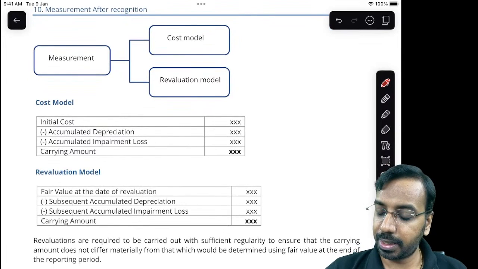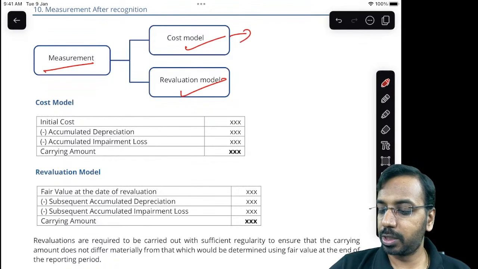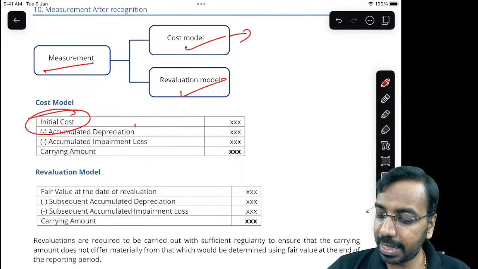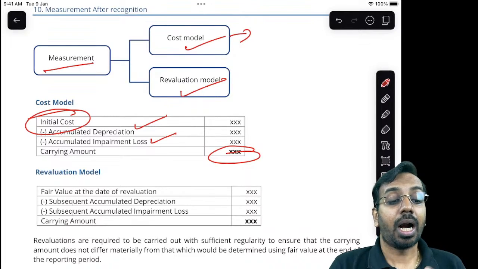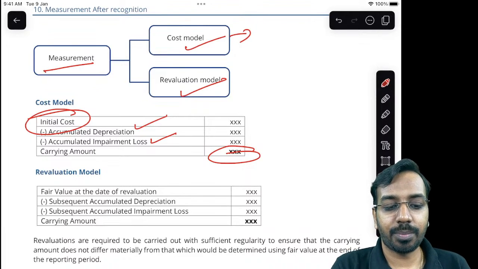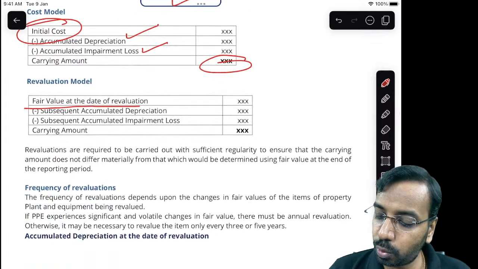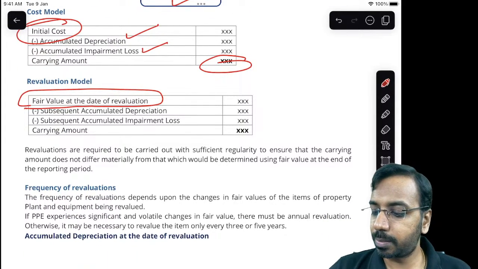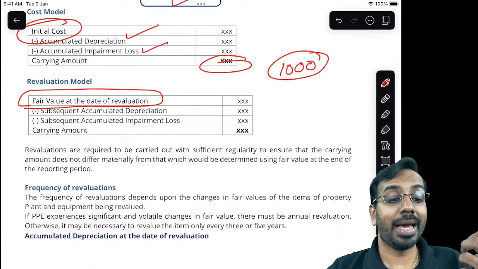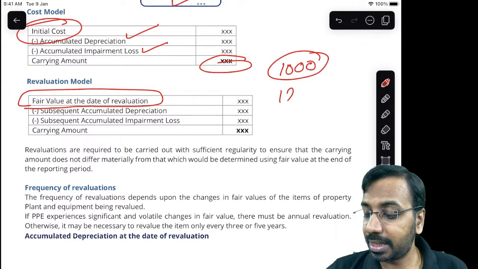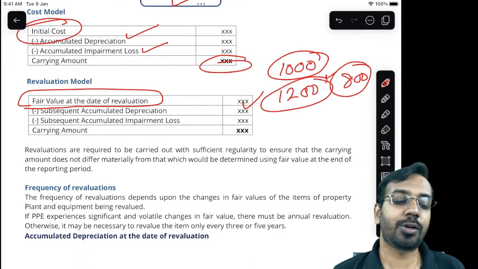Very important next aspect, measurement, either cost model or the revaluation model. Cost model means what? You will take the initial cost, accumulated depreciation, impairment loss, you get the carrying amount. What is revaluation model? Under revaluation model, what you do is, every period or as per defined policy of the company, you will calculate the fair value on the date of revaluation. Cost may be, let us say cost may be 1000. The fair value means the value at which we can exchange that asset or we can dispose of that asset, can be 1200 or can be 800. So we will recognize the asset at 1200 or 800.